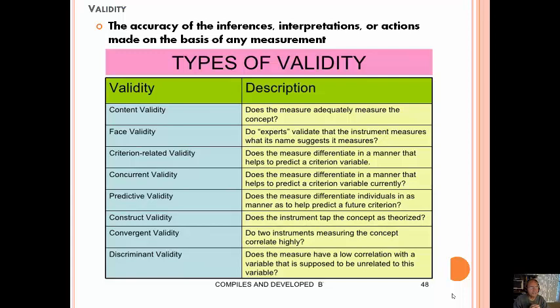Construct validity: does the instrument tap the concept as theorized? Now, construct validity is something that we could spend not just one semester, but maybe 2 or 3 years studying. It is a complex psychometric, statistical, and even philosophical domain.